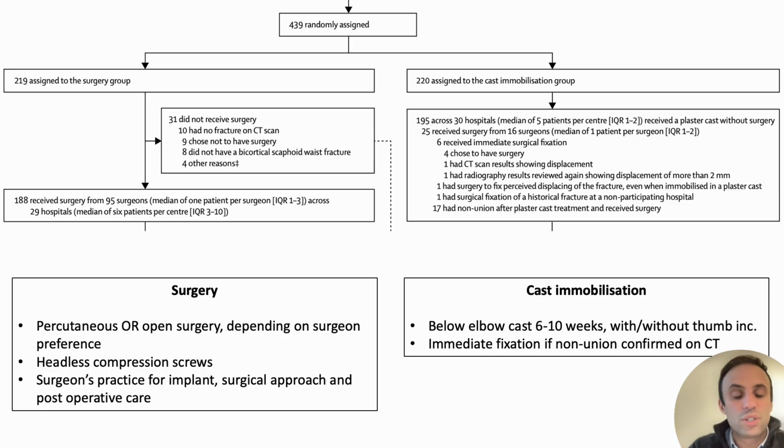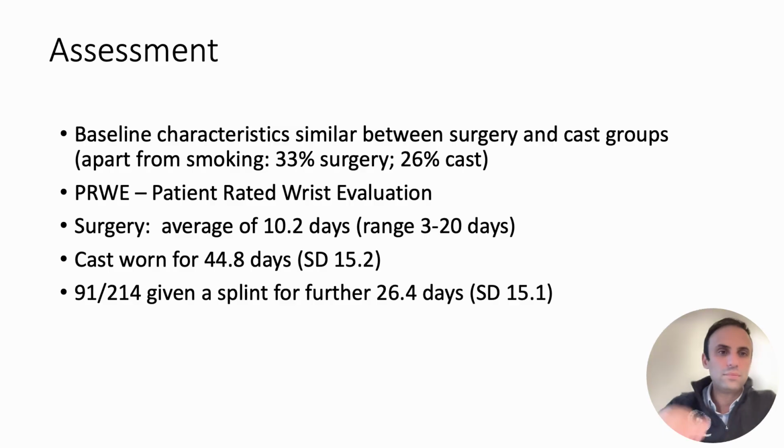They used headless compression screws or whatever type the surgeon was using, and they said that the surgeon could do their typical practice for implant, surgical approach of palmar or dorsal, and post-operative care. And if they were going to have cast immobilization, they would have it for 6 to 10 weeks with or without thumb inclusion, and if they had immediate fixation, if they had a non-union that was confirmed. So the baseline characteristics were very similar between the surgical and non-surgical cast groups, apart from smoking, where there was slightly more within surgery compared to those treated in a cast.